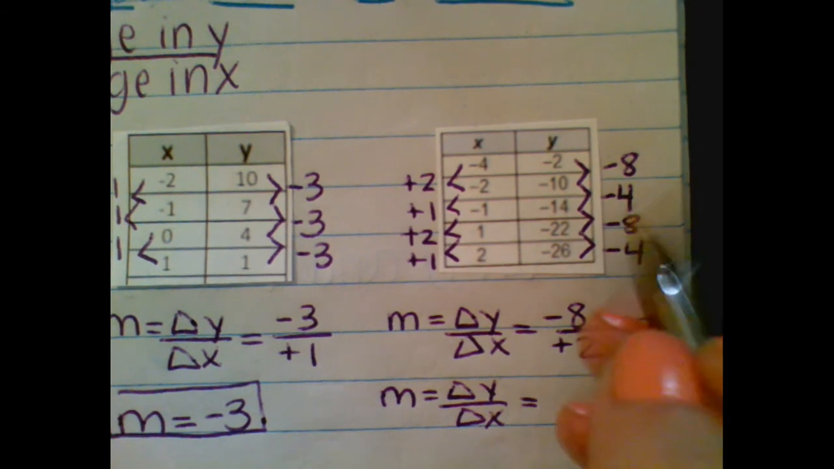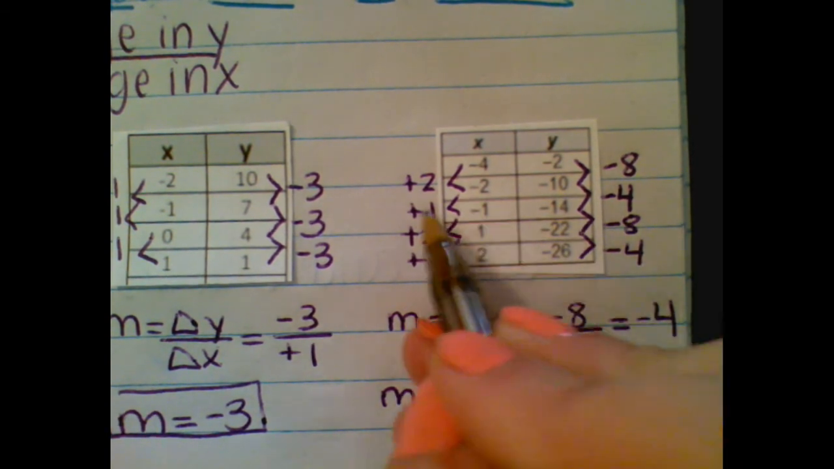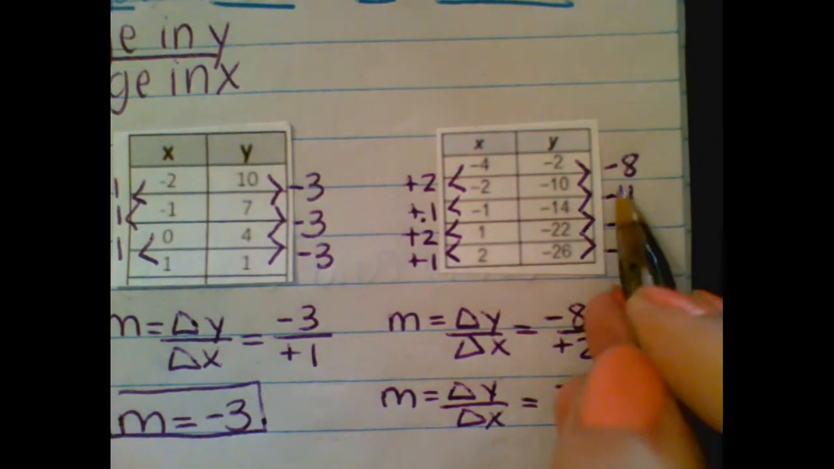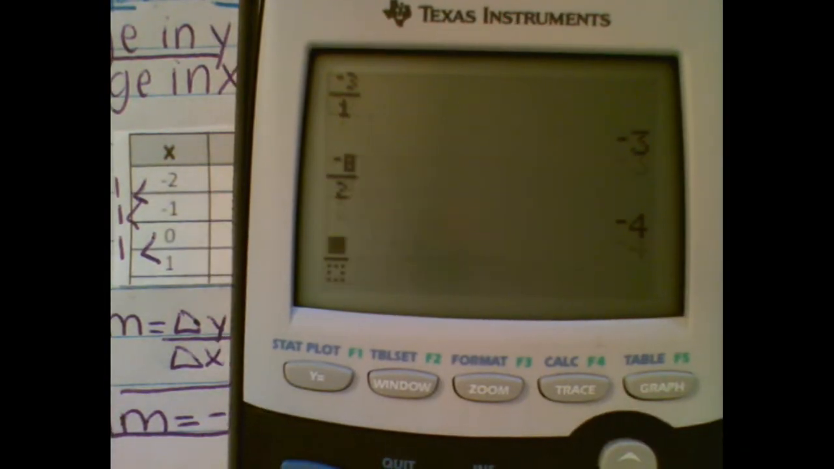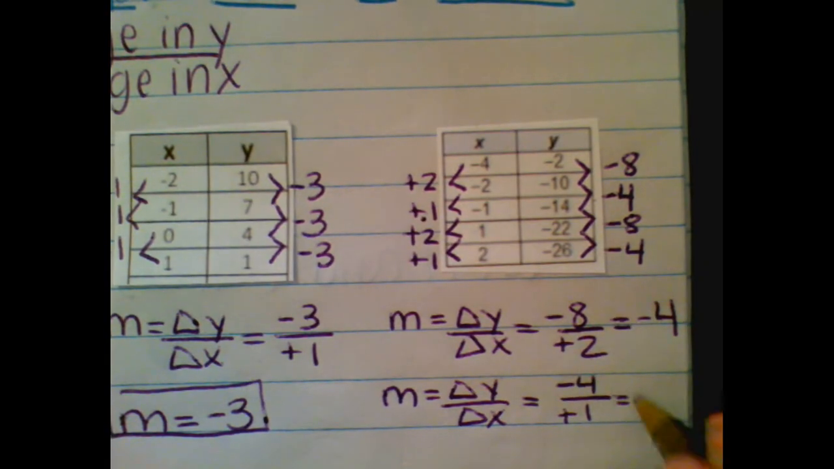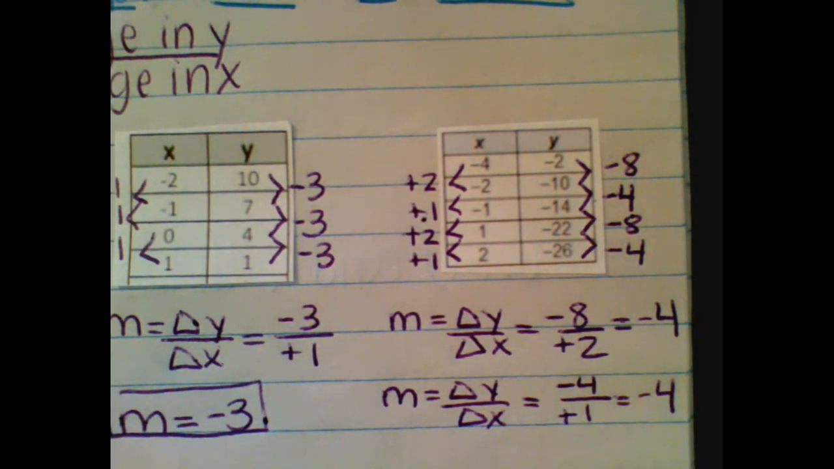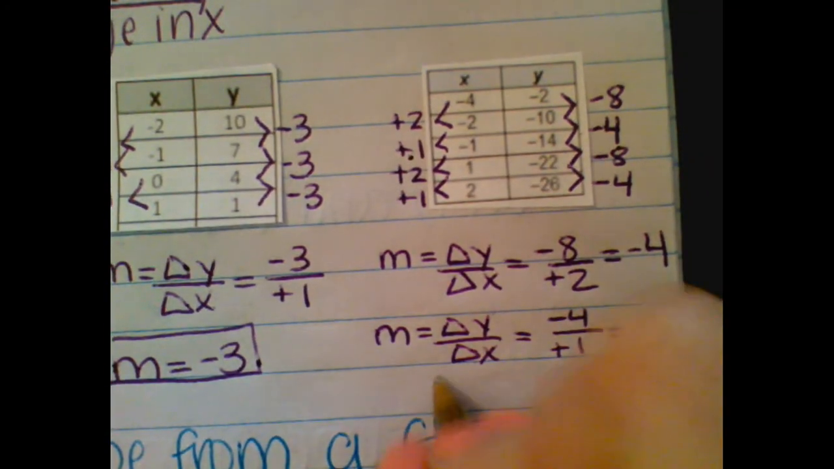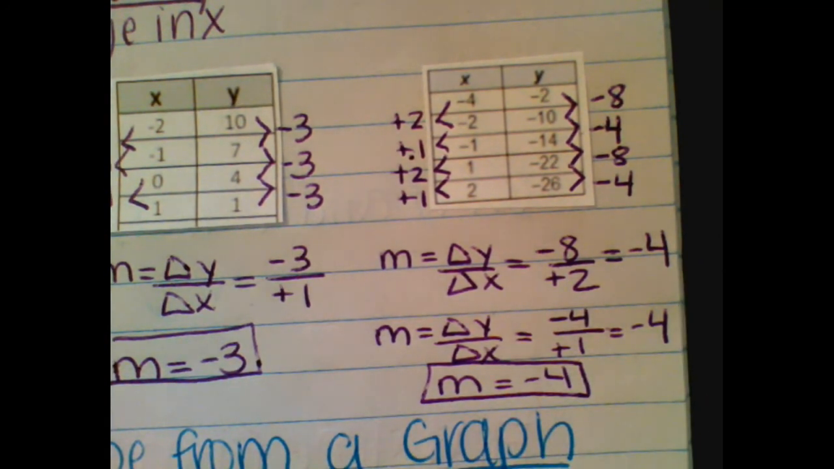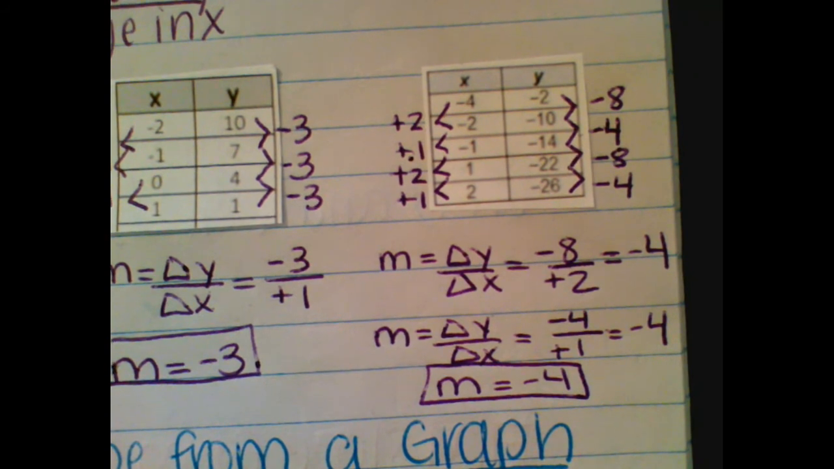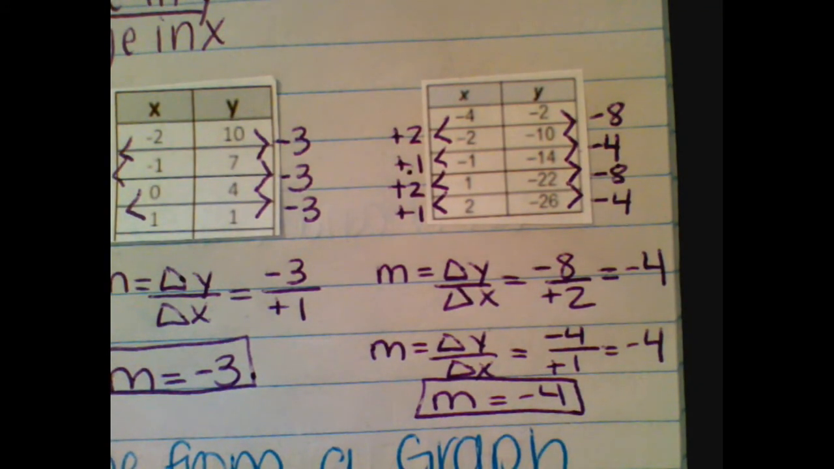If I do the -4 over +1, because those two go together, oh, I get the same answer, which is what I wanted. So now I can confidently say that I know m equals -4. Okay, so that is how to find the change in the table. Remember, if you need to pause, you can pause.